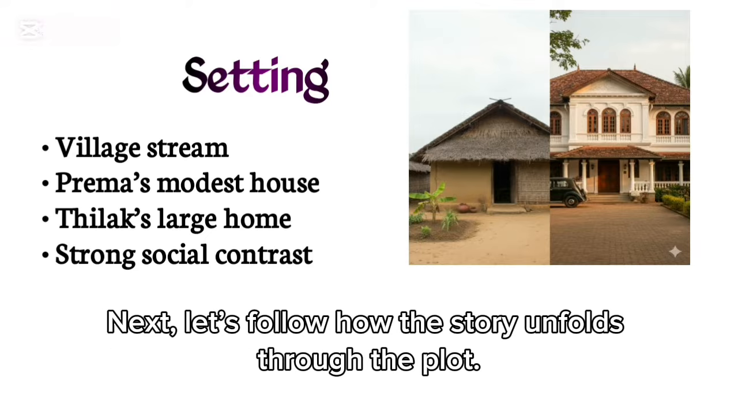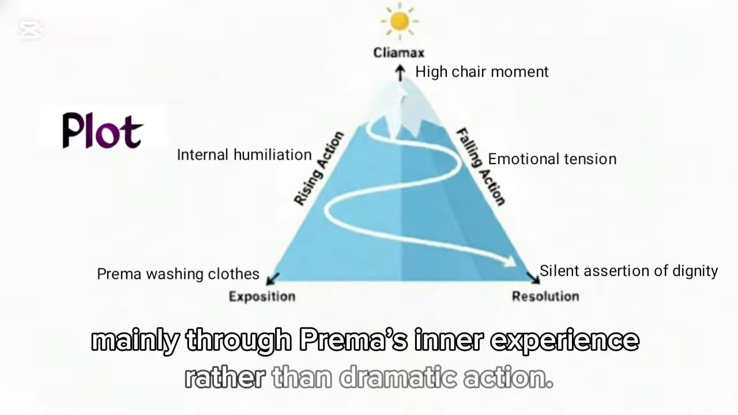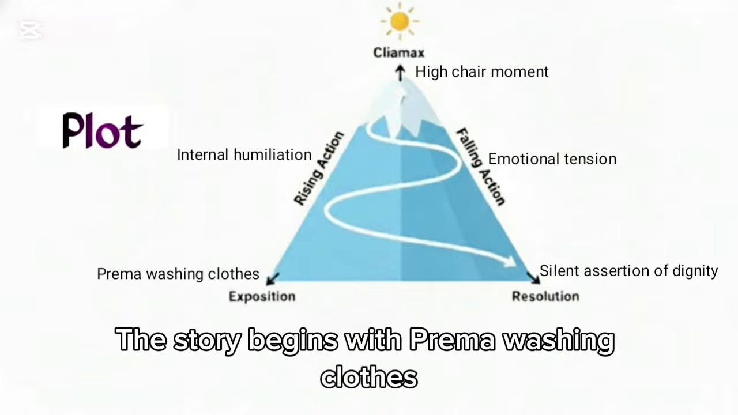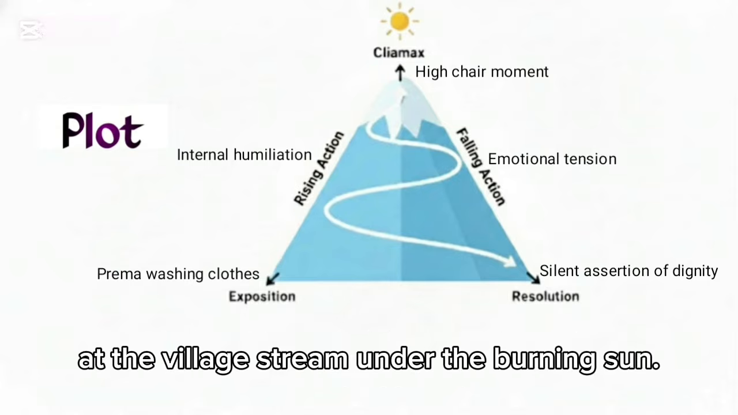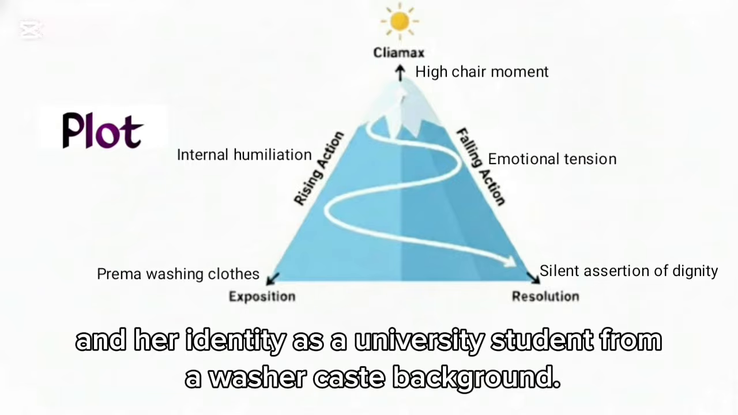Next, let's follow how the story unfolds through the plot. The plot of The High Chair develops mainly through Prema's inner experience rather than dramatic action. Exposition. The story begins with Prema washing clothes at the village stream under the burning sun. We learn about her family's traditional occupation and her identity as a university student from a Washer caste background.